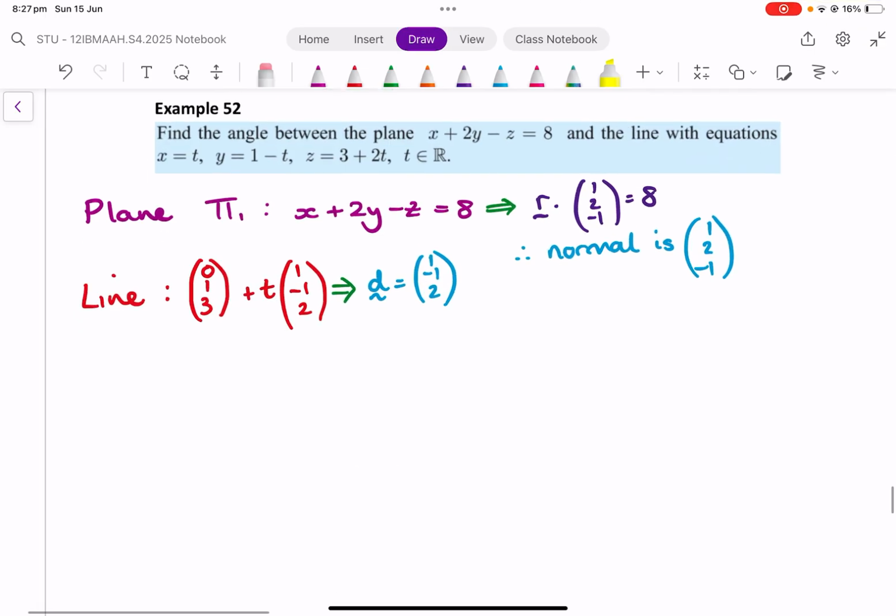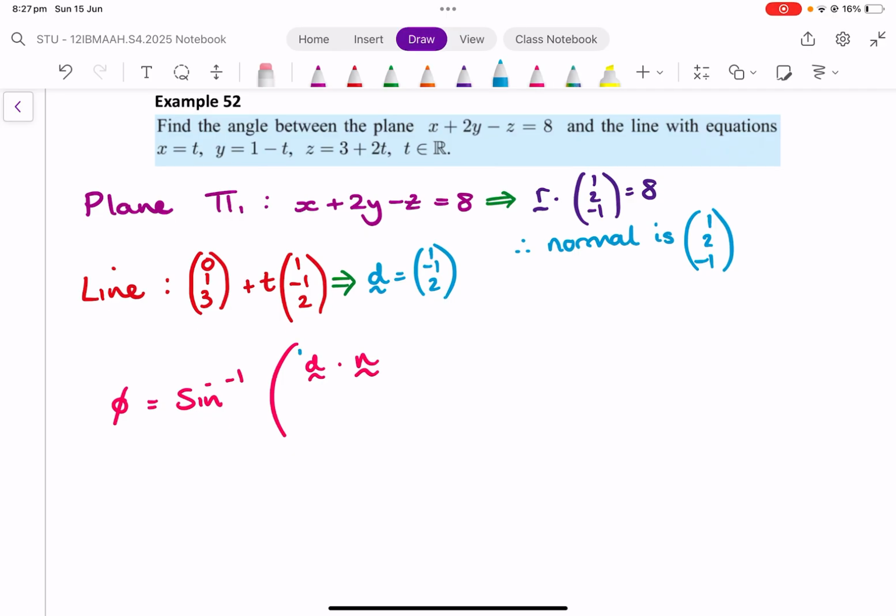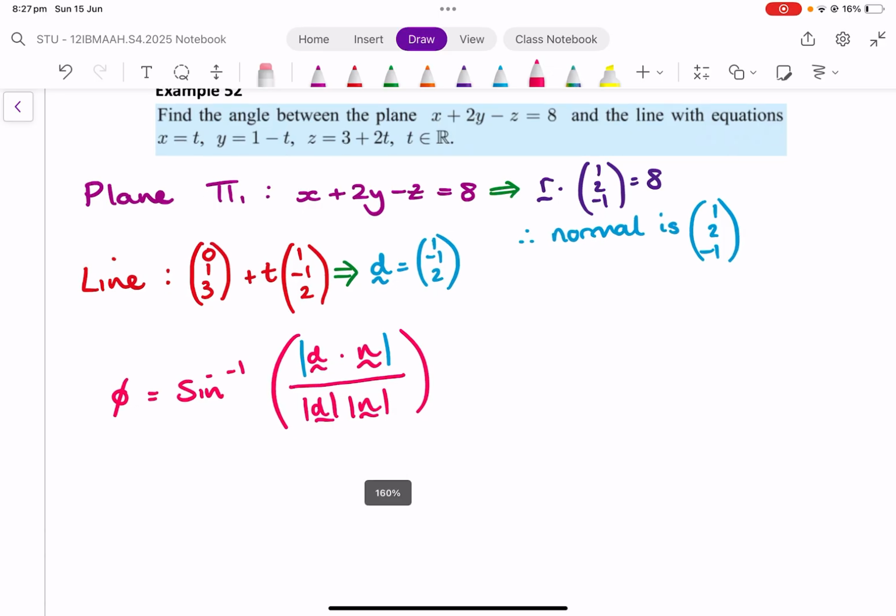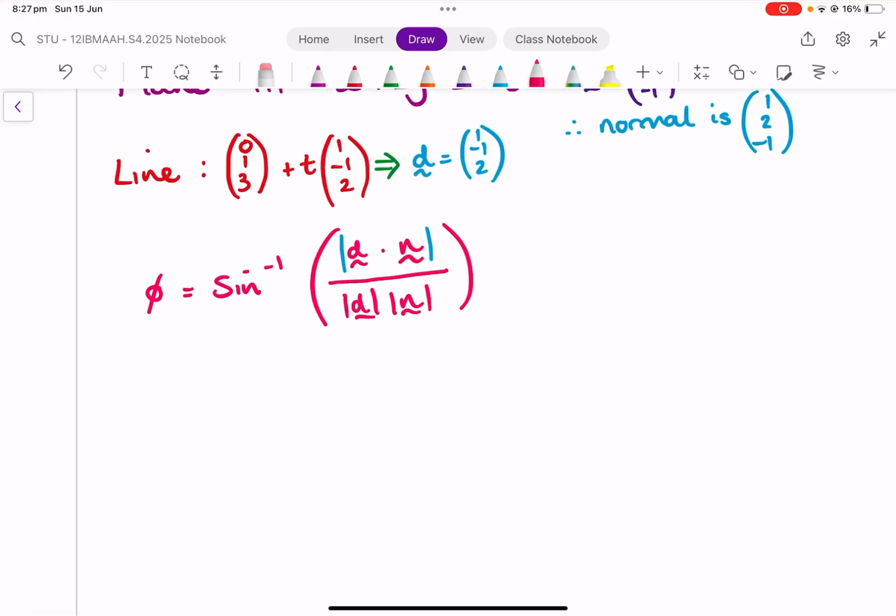So in order to find the angle that I'm interested in, I'm going to use the inverse sine of the dot product, which is d dotted with the normal. Because we're interested in the acute angle only, we're going to take the absolute value of that if it turns out to be negative, and divide it by the magnitude of d and the magnitude of n. Okay, so that's sine phi equals the dot product divided by the two magnitudes, and then we do the inverse sine of it.